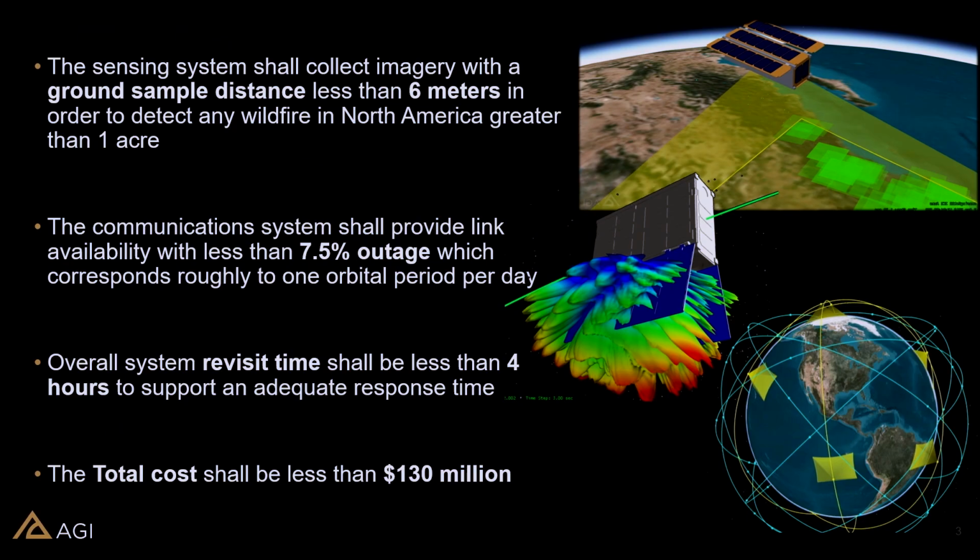Along with this, our customer has given us 4 requirements, and the 4 requirements are that the sensing system shall collect imagery with a ground sample distance less than 6 meters in order to detect any wildfire in North America greater than 1 acre. The communication system shall provide link availability with less than 7.5% outage. The overall system revisit time shall be less than 4 hours, and the total cost of the entire system shall be less than $130 million.